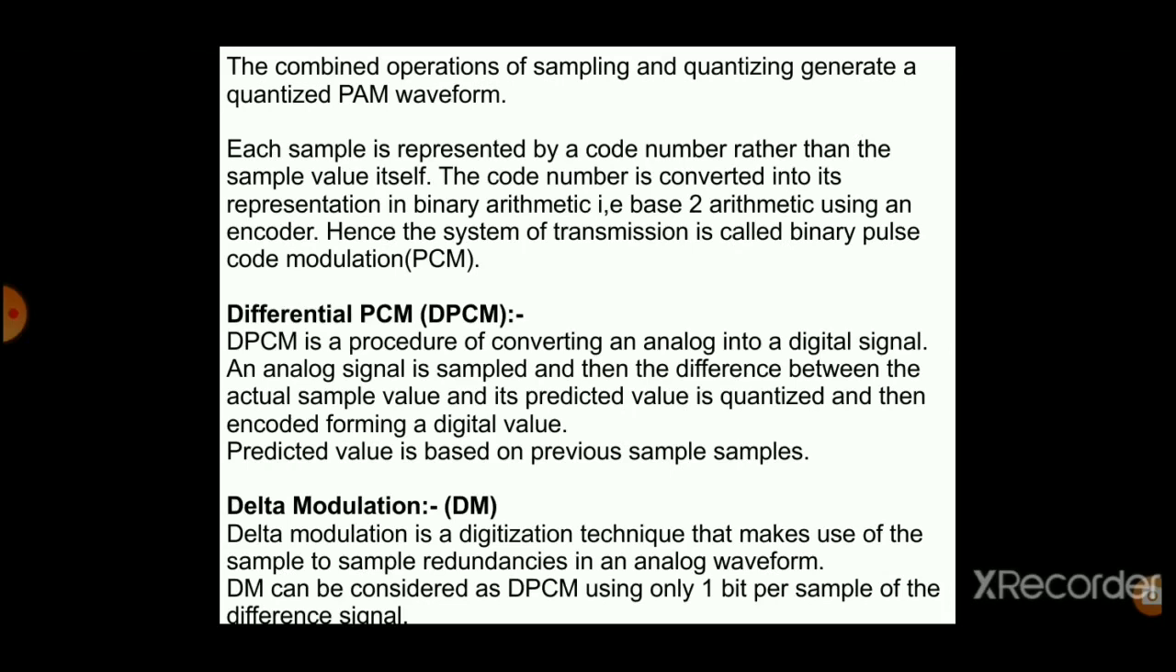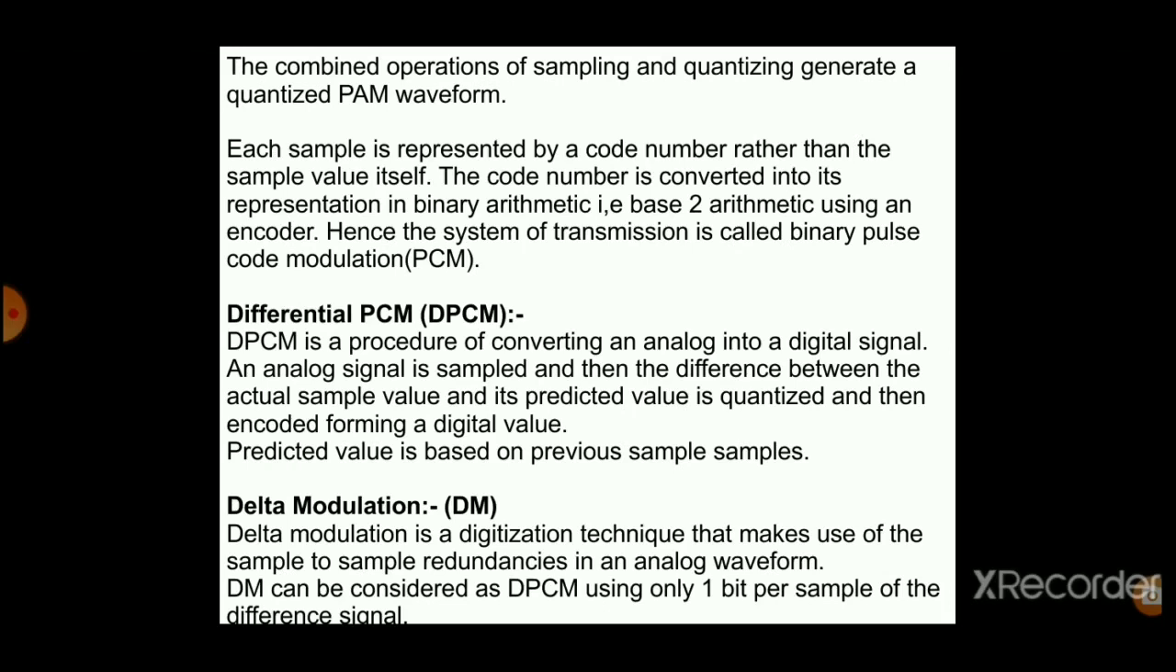One more is DPCM. Differential pulse code modulation is a procedure of converting an analog into a digital signal. An analog signal is sampled and then the difference between the actual sample and its predicted value is quantized and then encoded, forming a digital value. The predicted value is based on previous samples.